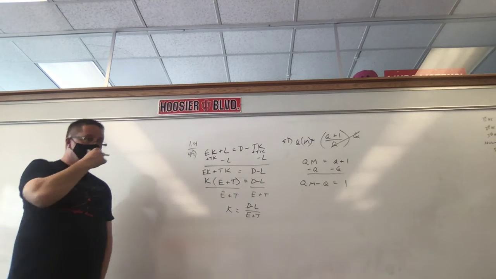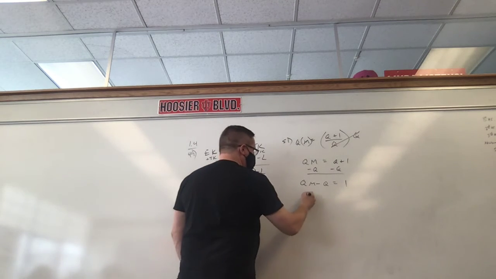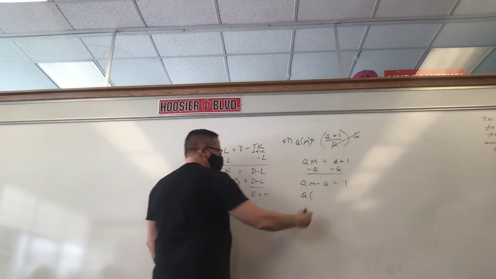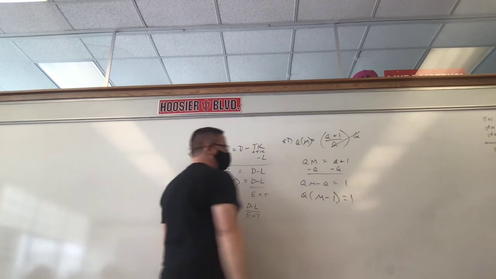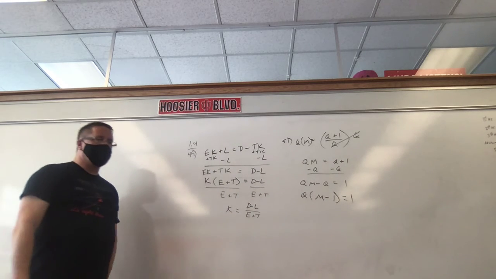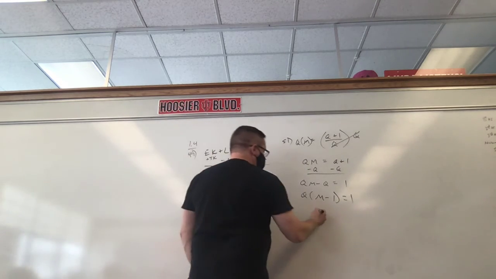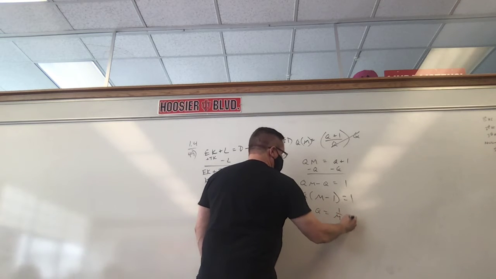Factor what? Take a Q out. Q times what? M minus Q times what? Last step? Divide by what? So Q equals 1 over M minus 1.